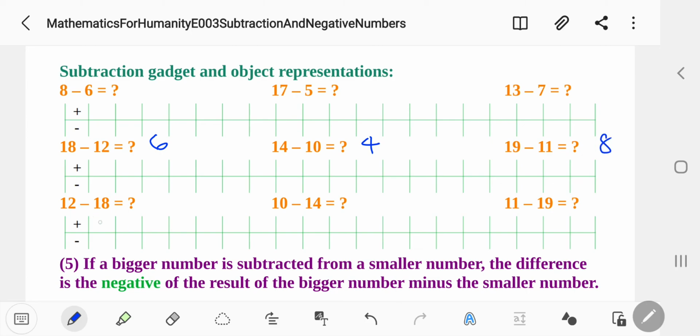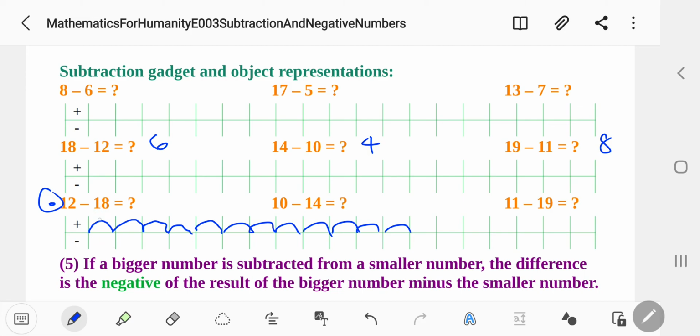How about 12 minus 18 here? So let's do the wave again. So 12 minus 18, you have 1, 2, 3, 4, 5, 6, 7, 8, 9, 10, 11, 12.